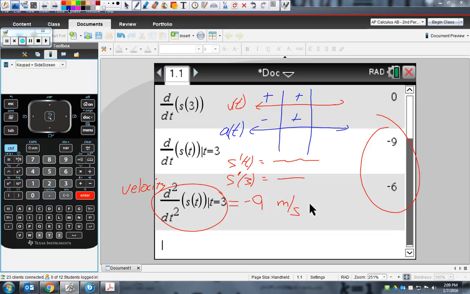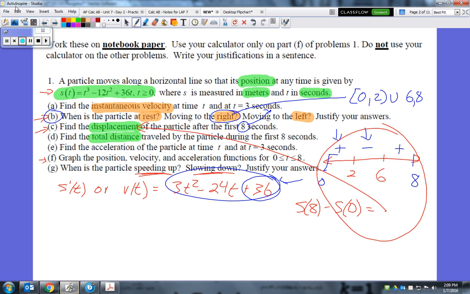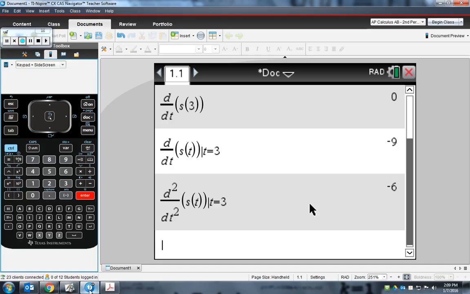Yes? The integral check for displacement? Sure, yeah. No one asked that this morning. Yeah, I'll definitely do it. The integral check, yes, you can use it on the test, but you've got to show the work the other way, okay? You can use it to check your answer.